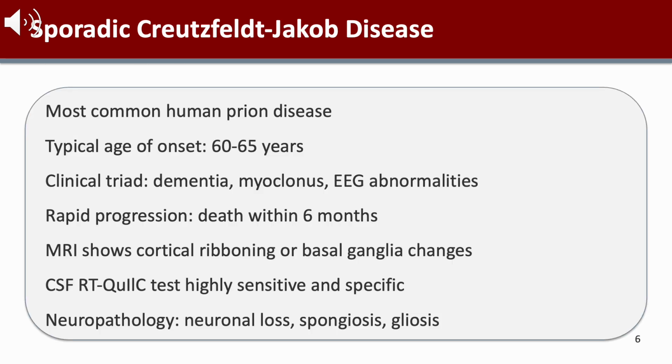Sporadic Creutzfeldt-Jakob disease is the most common form of prion disease in humans. It typically affects elderly individuals, usually in their 60s or 70s, with a median survival of approximately 6 months from symptom onset. The classic presentation includes the triad of dementia, myoclonus, and characteristic EEG findings. However, not all patients present with all three features.